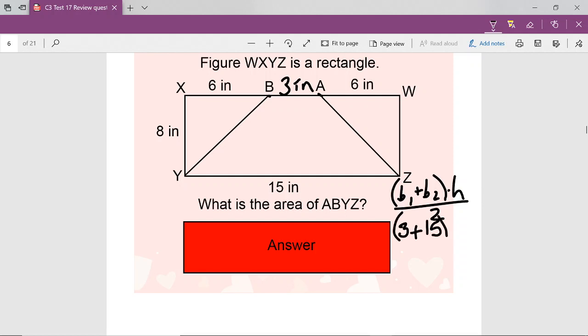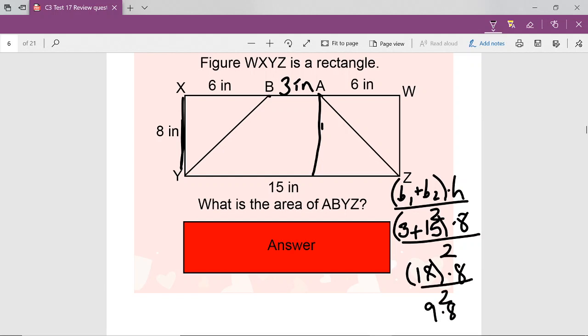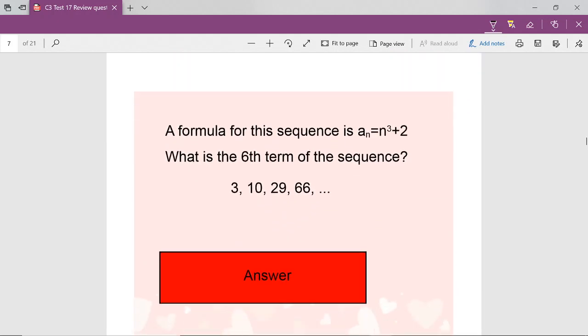The height, even though I don't see it in here, is just the same as my outside rectangle of 8. And then I'll divide by 2, which means that I have 18 times 8 divided by 2. I would probably go ahead and do 18 divided by 2 is 9. Times 8 is, of course, 72 inches squared, since we're talking about area.